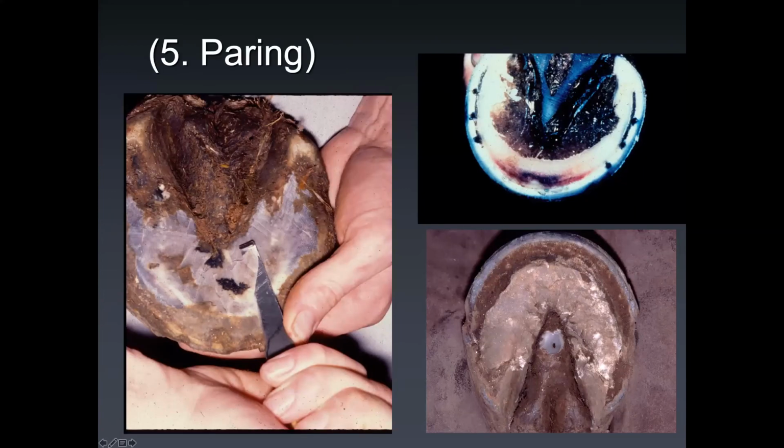Lastly is paring. Now I put this in parentheses because all of the others, you as an owner can do, to be honest with you. I mean, you don't have hoof testers, but you should have something you can tap the hoof with. But paring is something that should largely be restricted to a farrier or a veterinarian. I mean, if you've been trimming your own horse's feet, that's fine. But the goal is just, depending on what you've got, clean the horse's foot out.